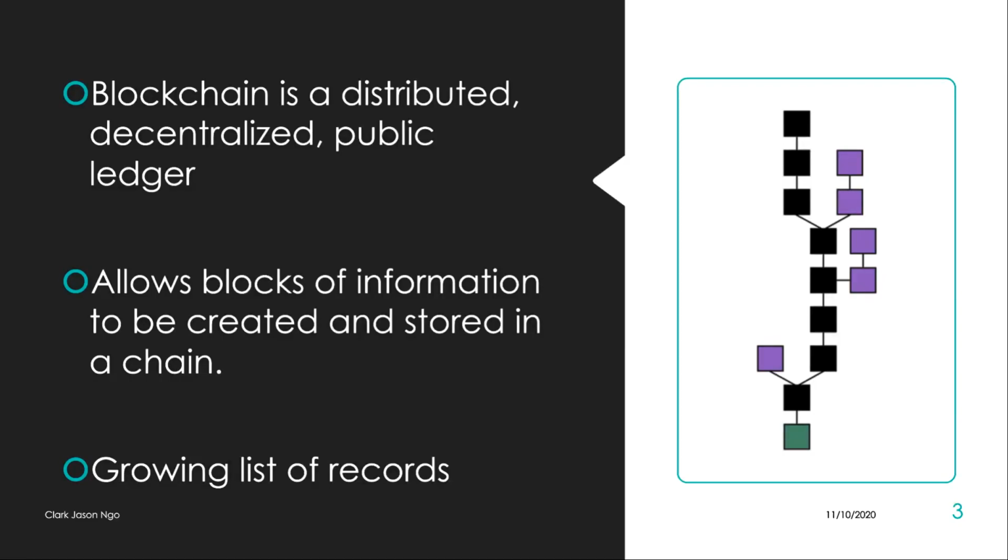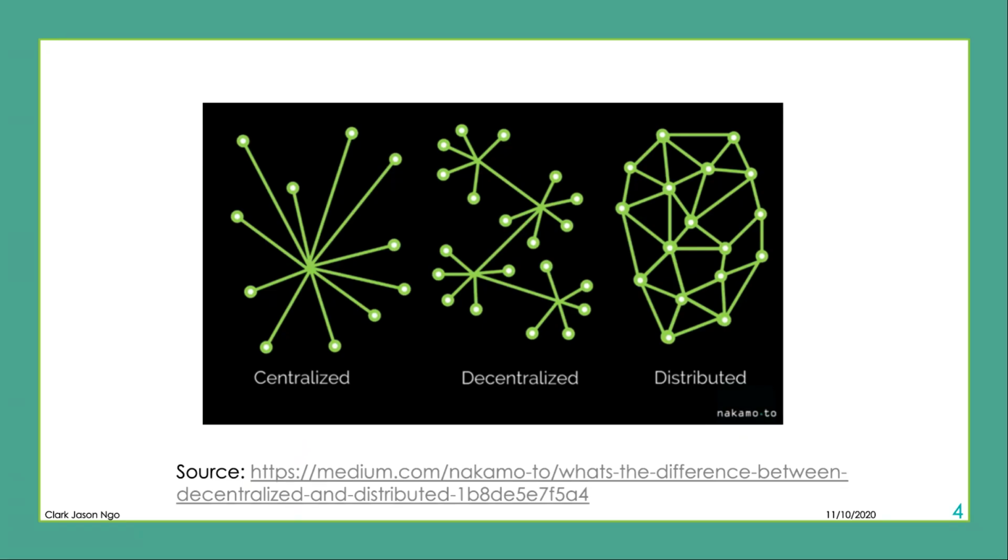So blockchain is a distributed, decentralized public ledger. There's a lot of terminology, right? We'll explain that. It allows blocks of information to be created and stored in a chain. That's why it's called blockchain. And it is a growing list of records, right? You don't really reduce the records in a blockchain.